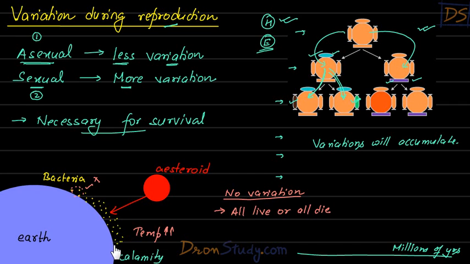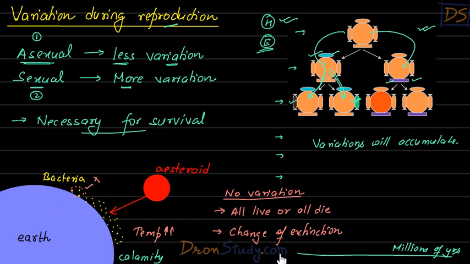Either all of them are going to survive or all of them are going to die. So students, you can clearly see here that there is a chance of elimination, a chance of extinction, right students? Because if all of them die, then bacteria will be gone from earth forever.